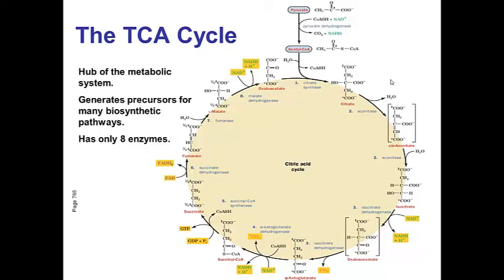For example, breakdown of many amino acids feeds into the TCA cycle, just as we learned about oxaloacetate when we were talking about gluconeogenesis. So this is a really important cycle to cellular metabolism, and it integrates both biosynthetic pathways as well as pathways that are used to burn glucose for energy.